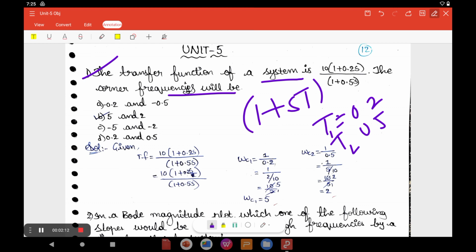Corner frequency of the first one is 1 divided by 2. Therefore omega c1 is equal to 0.5 and omega c2 is equal to 2. So the right answer is 0.5 and 2 are the corner frequencies for the given transfer function. This is the most important for the Bode plot point of view. To draw a Bode plot, this is the first consideration, right?